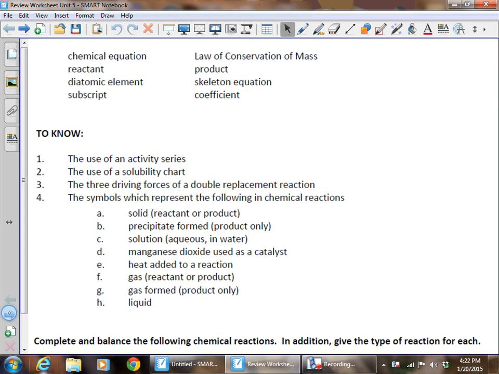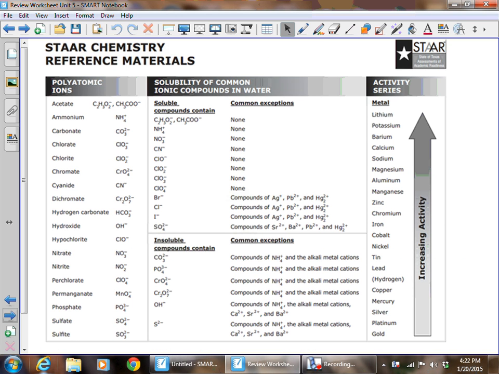Now, I've included this, and we will be looking at this from time to time, going through this review, hopefully fairly quickly. But you need to be able to use the activity series. Now, keep in mind that this is the metal activity series. You're going to want to use your periodic table for the non-metal activity series. The list of the halogens in order, fluorine, chlorine, bromine, and iodine, that is the activity series for the non-metals. So be sure you can use this.